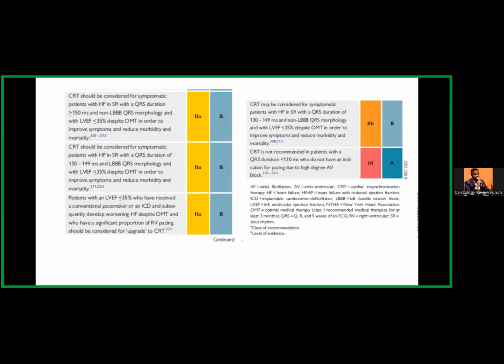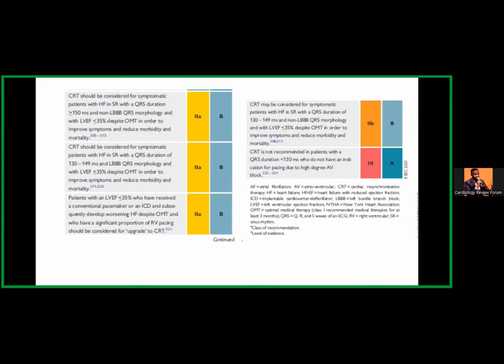So patients who have received a conventional... okay, I think there was one patient with duration of 130. So I think this is what I was talking about, 2A indication. So CRT should be considered for symptomatic patients with heart failure and sinus rhythm with QRS duration between 130 and 149. So no more than 150. So this is 2A, yeah, this is the 2A I was talking about.